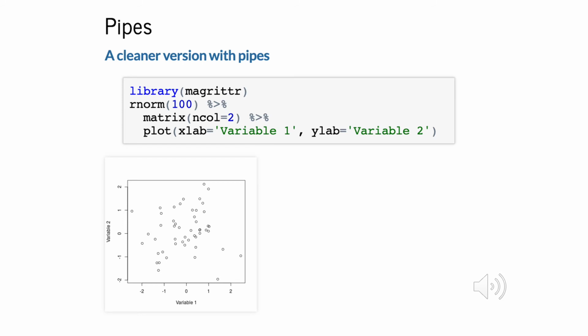Using pipes from the magrittr R package, we see that the code becomes more readable. We first generate our 100 random variables, then we pass them through the pipe into a matrix function and split them into 2 columns, and then we pass that result to the plotting function, generating exactly the same plot as we obtained earlier.